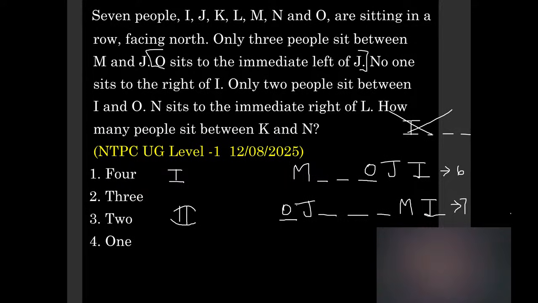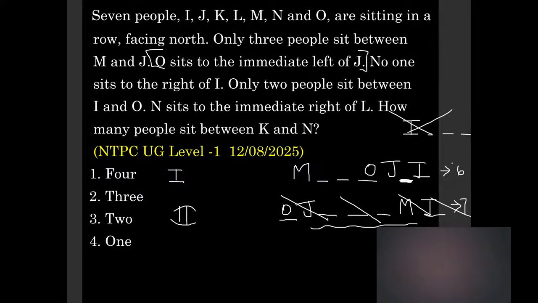Okay, let us go to the other clues. Only two people sit between I and O. So only two people sit between I and O means if you observe the second one, there are five people between I and O. So that's why this scenario is eliminated. So only two people sit between I and O means you can place a blank here because you cannot change I.